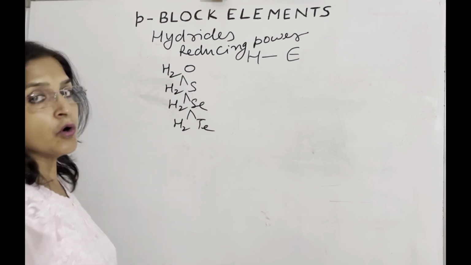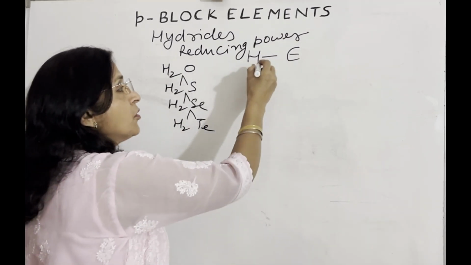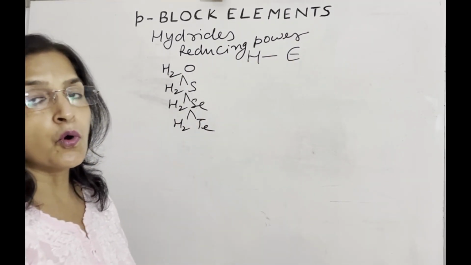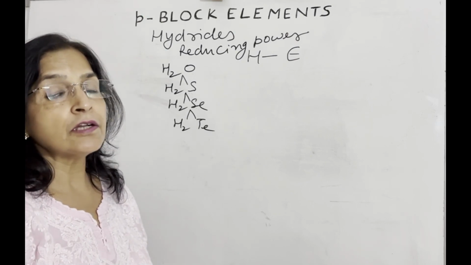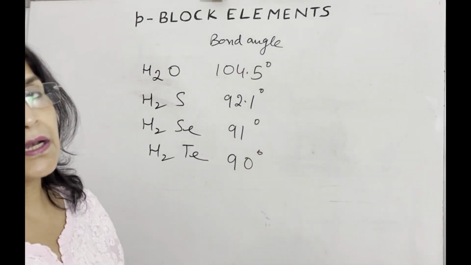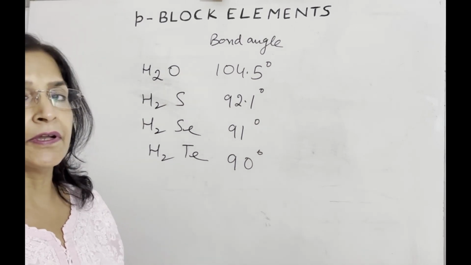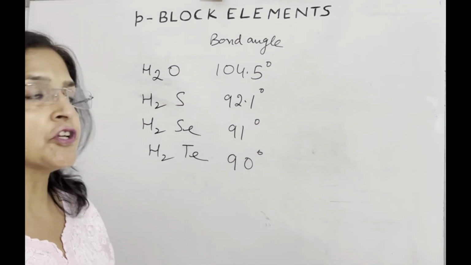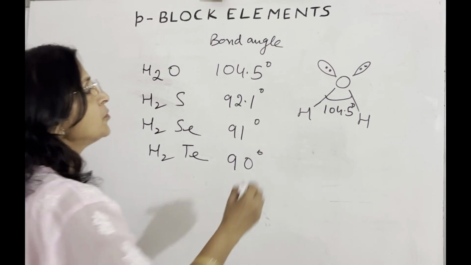This will be the order because as we move down the group, the strength of the EH bond decreases, which means the tendency to release hydrogen increases. In these hydrides, the central atom is sp3 hybridized and they are angular in shape. This is the structure of the water molecule.